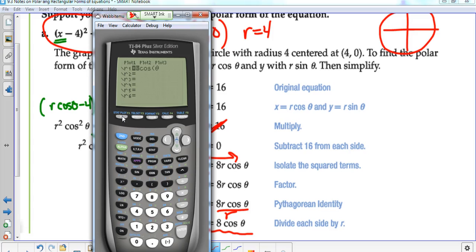And I'm going to get an ellipse because I didn't do a square yet. I'm going to put in 8 cosine theta and graph. Doesn't look like a circle. How do I fix that? Zoom square. Okay, we said it should be a circle whose center is at (4, 0), whose radius is 4, so it should go out to what? 8. Does it look like it's going out to 8?